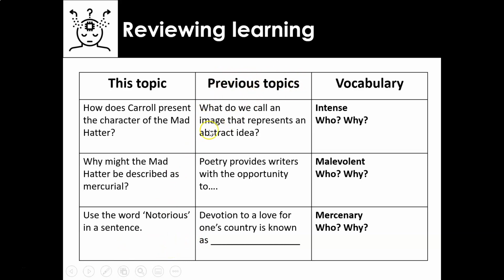Going back to previous topics then, we looked at poetry before this unit. So what do we call an image that represents an abstract idea? Well, we often refer to that as a symbol. We say something is symbolic, or the writer uses symbolism. So poetry provides writers with the opportunity to, wow, you could have had lots of answers here, so I'll go through a few from our unit.